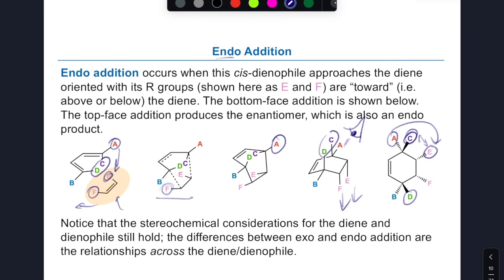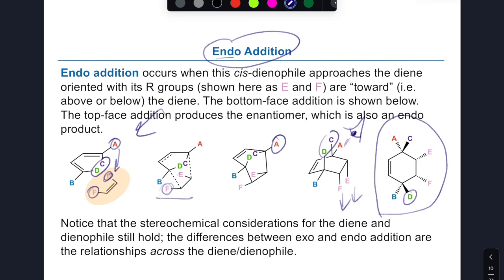Again, the relative geometry, whether or not A and E are syn or anti, that's due to endo or exo. If it is wedge or dash at those specific positions, that's the difference between being bottom and top. If I was to take this exact same approach, the same endo approach, but come in from the top, I would have the same relative geometry you see here, except each center would be flipped. This would be wedge, wedge, wedge, wedge, and in that case, these two would become dash. So it would be the enantiomer of what you see drawn over here.